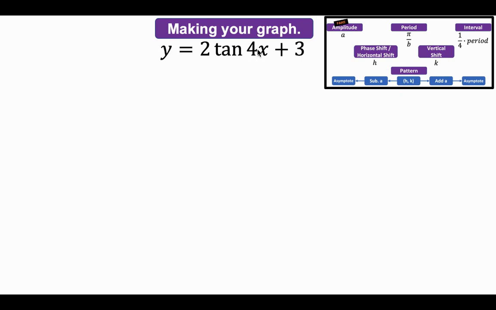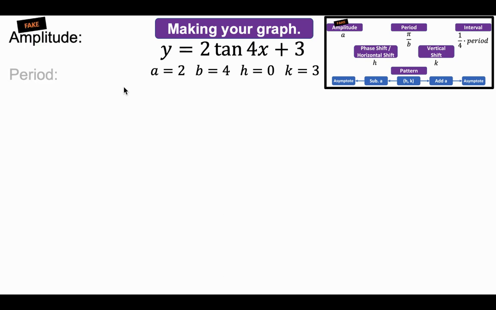Now, we have a 4 in front of the x. We do not have to factor it out. There are no parentheses here. So that's not an h value. This is a k value. So it's not like I have to pull a 4 out and then pull it off of here too, because there's no parentheses going on, okay? So your a is a 2, your b is a 4, your h is 0 because there's no parentheses here, and then your k is a 3.